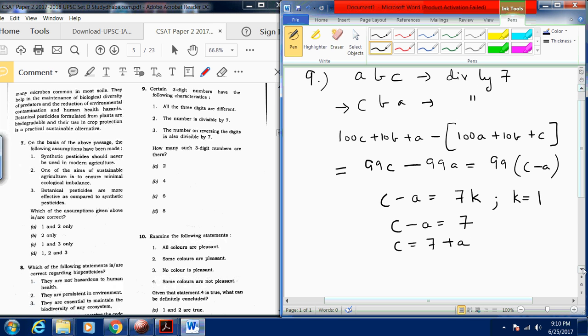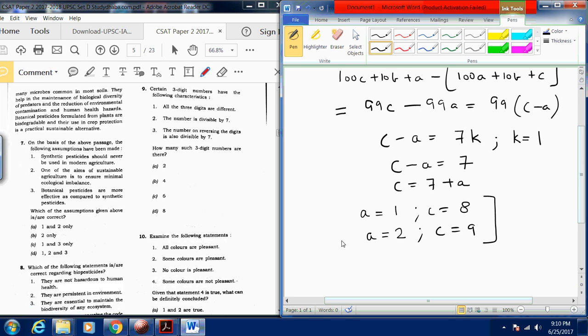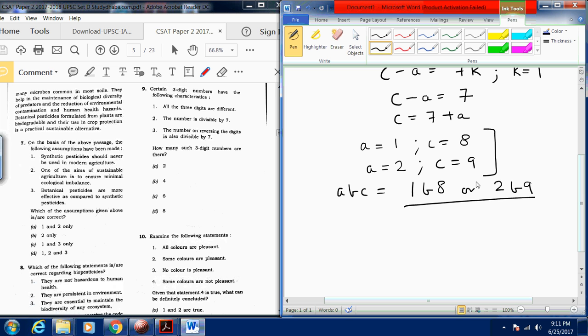So what are the possible solutions for this? In order for C to be in the range of 1 to 9, you can have A equals 1, then C will be equal to 8, A is equal to 2, C will be equal to 9. These are the only 2 solutions that we can have. Now let us see. So the numbers can be ABC. That means 1, B, 8, or 2, B, 9. Now from these numbers we have to check. We should have those B for which these numbers are divisible by 7.